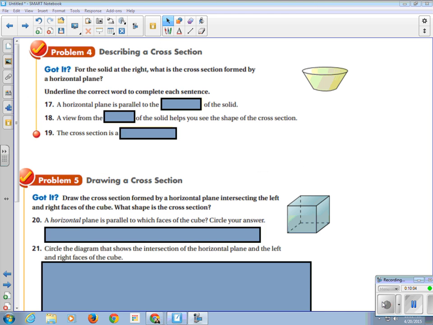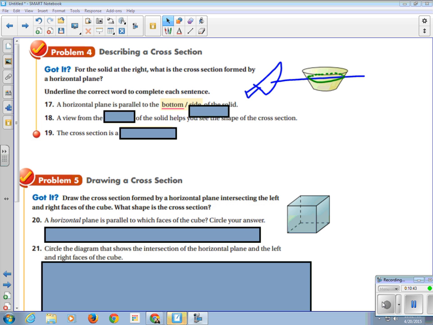Verifies. So for the solid at the right, what is the cross section formed by the horizontal plane? So I'm going to take my knife. It's my ninja knife, it's like a saber. And I'm going to chop it horizontally. So once I do that, my slice is going to look right on top of that and give me a circle.